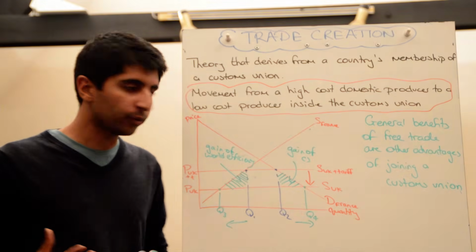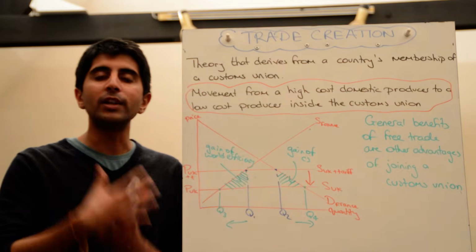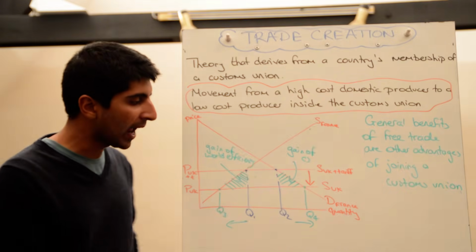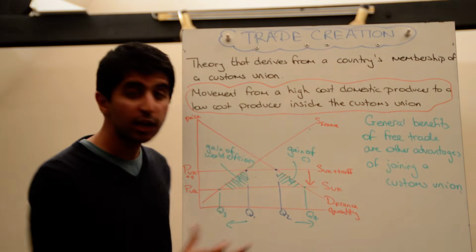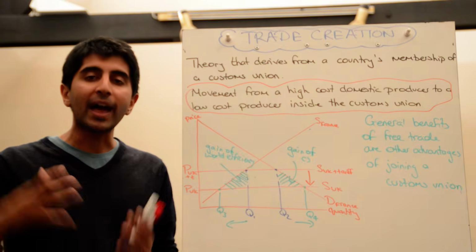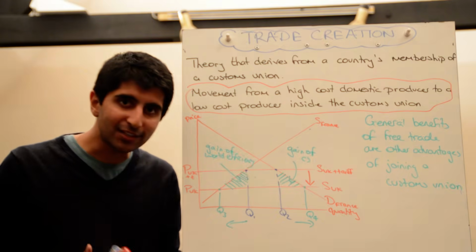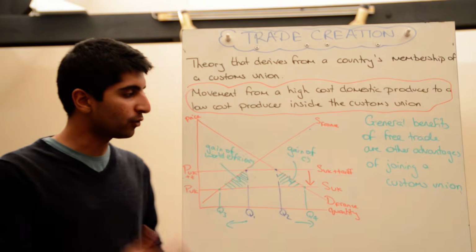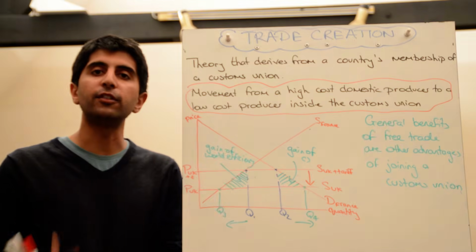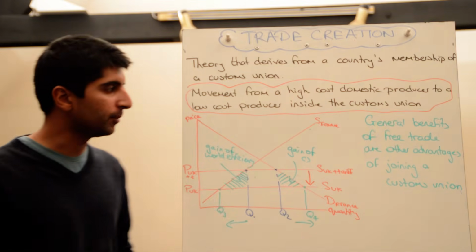What happens to imports now? Well, France is now willing to import far more from the UK. The excess demand is now Q3, Q4 units. That is the quantity level of imports coming into France from the UK as a result of this tariff being abolished, because the UK is now part of the customs union.